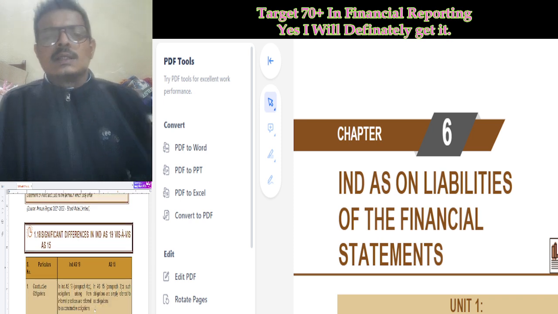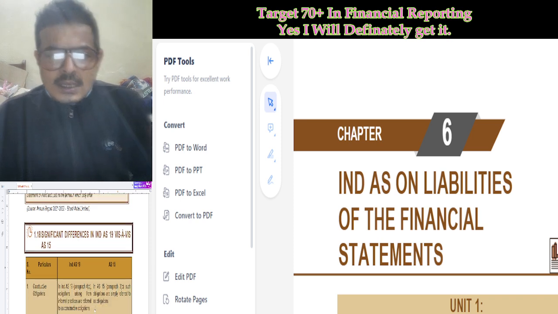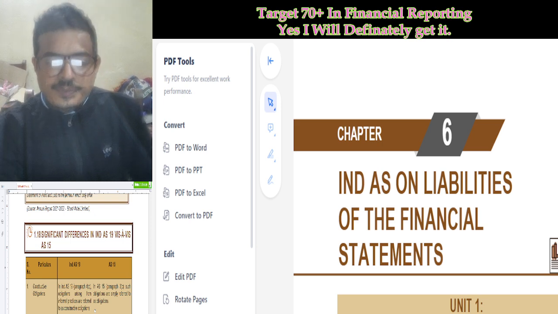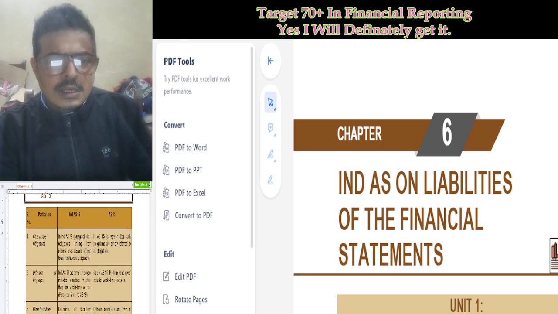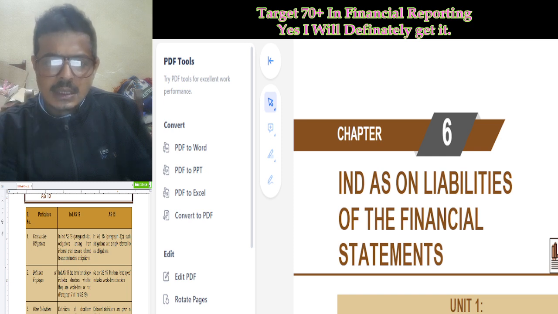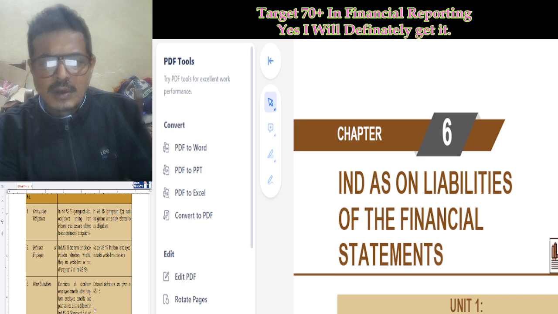Let's first study the significant differences in Ind AS 19 vis-a-vis AS 15 Employee Benefits. Particulars: constructive obligations. In Ind AS 19 paragraph 4 subparagraph C, obligations arising from informal practices are referred to as constructive obligations. In AS 15 paragraph 3 subparagraph C, such obligations are simply referred to as obligations. So constructive obligation and obligation, the name is different.